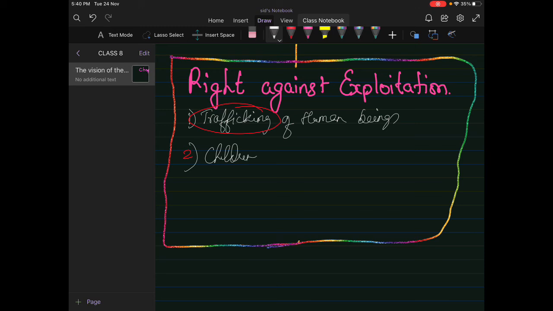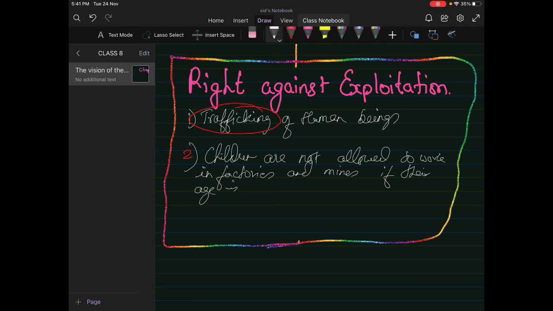Children are not allowed to work in factories and mines if their age is below 14 years. So the right against exploitation prohibits trafficking of human beings, and it also prohibits employment of children. Children are not allowed to work in the factories and mines if their age is below 14 years.